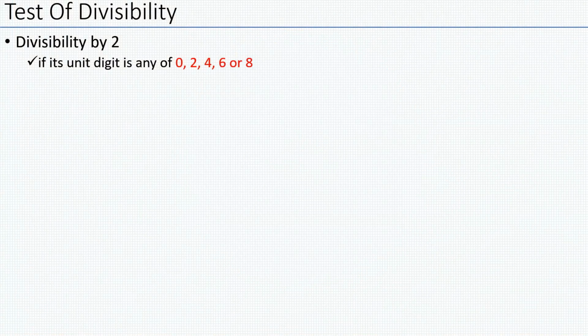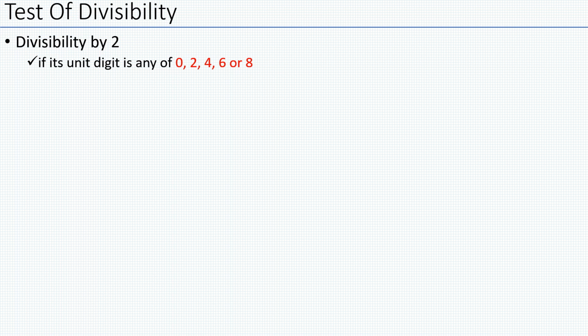Actually dividing a number. Only by seeing a number you can check whether it is divisible or not. So let's see divisibility by 2.